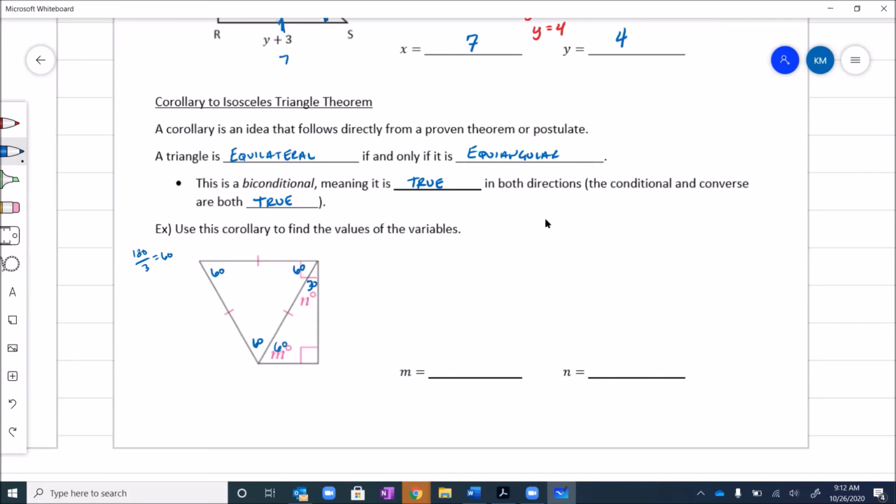Okay, and so now we found the values of all of our angles based off of this corollary, the equilateral and equiangular corollary, basically. So M was 60 degrees and N was 30. All right, so we talked about the isosceles triangle theorem and the converse of the isosceles triangle theorem, and we also talked about the equilateral corollary. Okay, and we're using that to complete proofs and to solve for values in triangles. See ya.